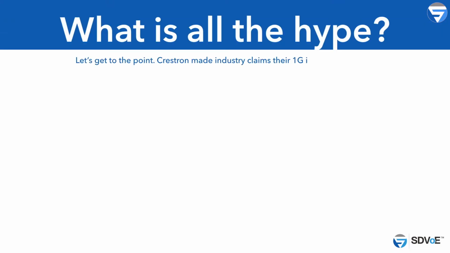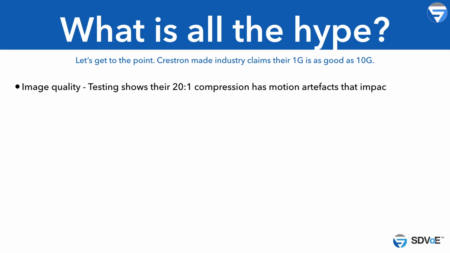So the first thing is image quality. Right off the bat, you're talking a 20-to-1 compression when you're doing 1 gig, when you're dealing with 4K 60, 444. That's a lot of compression. Now, I know there's tricks you can do to make it look better, which is why we call it visually lossless. You're trying to trick the human eye. And it's not to say that they're not doing a good job at it. Actually, for 1 gig, it looks very good.